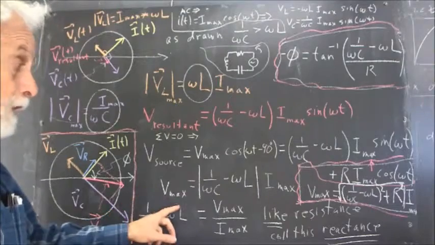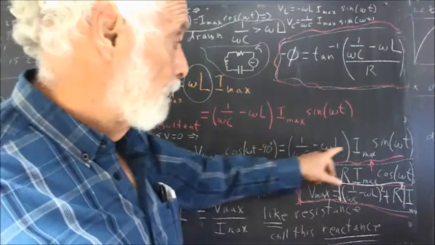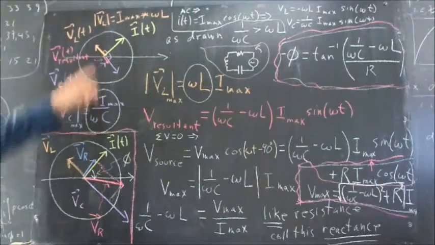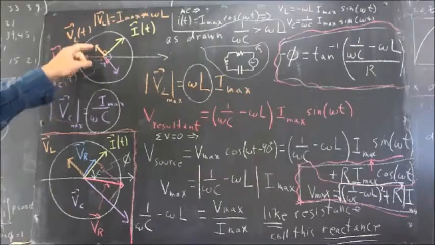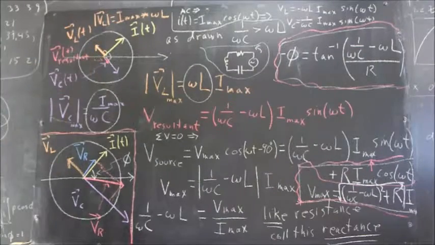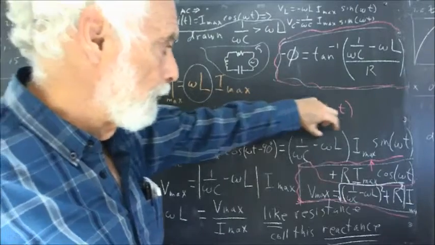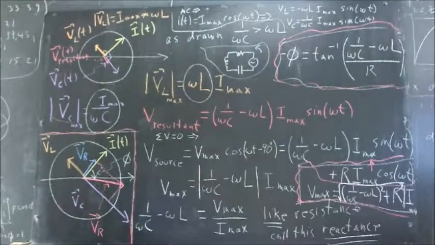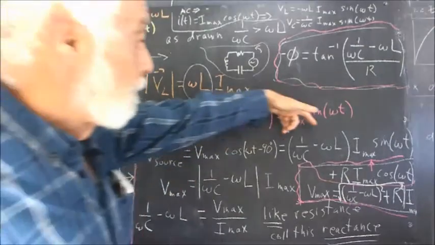So the maximum voltage is going to be what? Well, it's going to be the magnitude of 1 over omega C minus omega L. The way I've drawn these here, your 1 over omega C is bigger than your omega L, so this will be positive, and that's the reason I wrote this in the order I did. But, well, it can be written in any order.